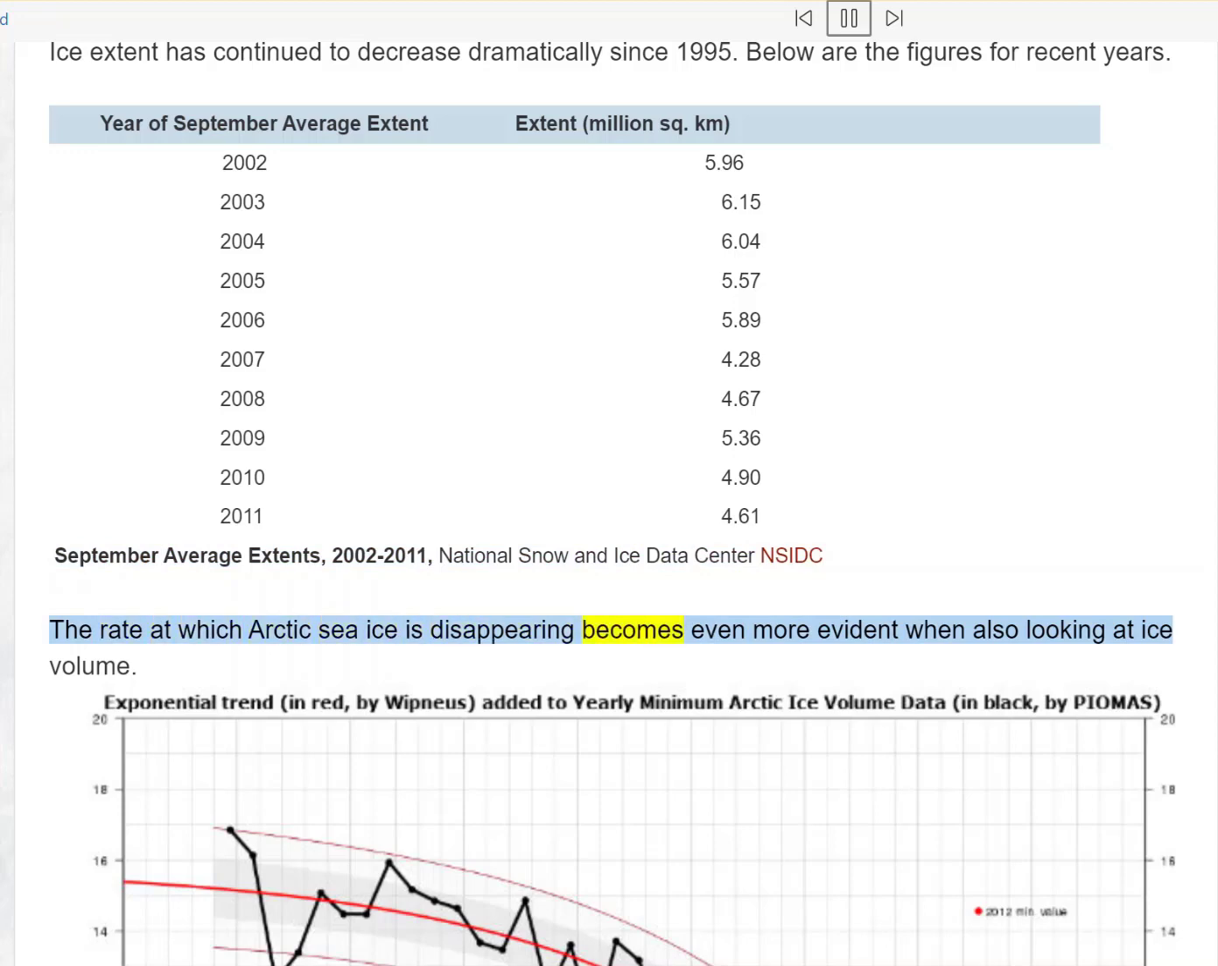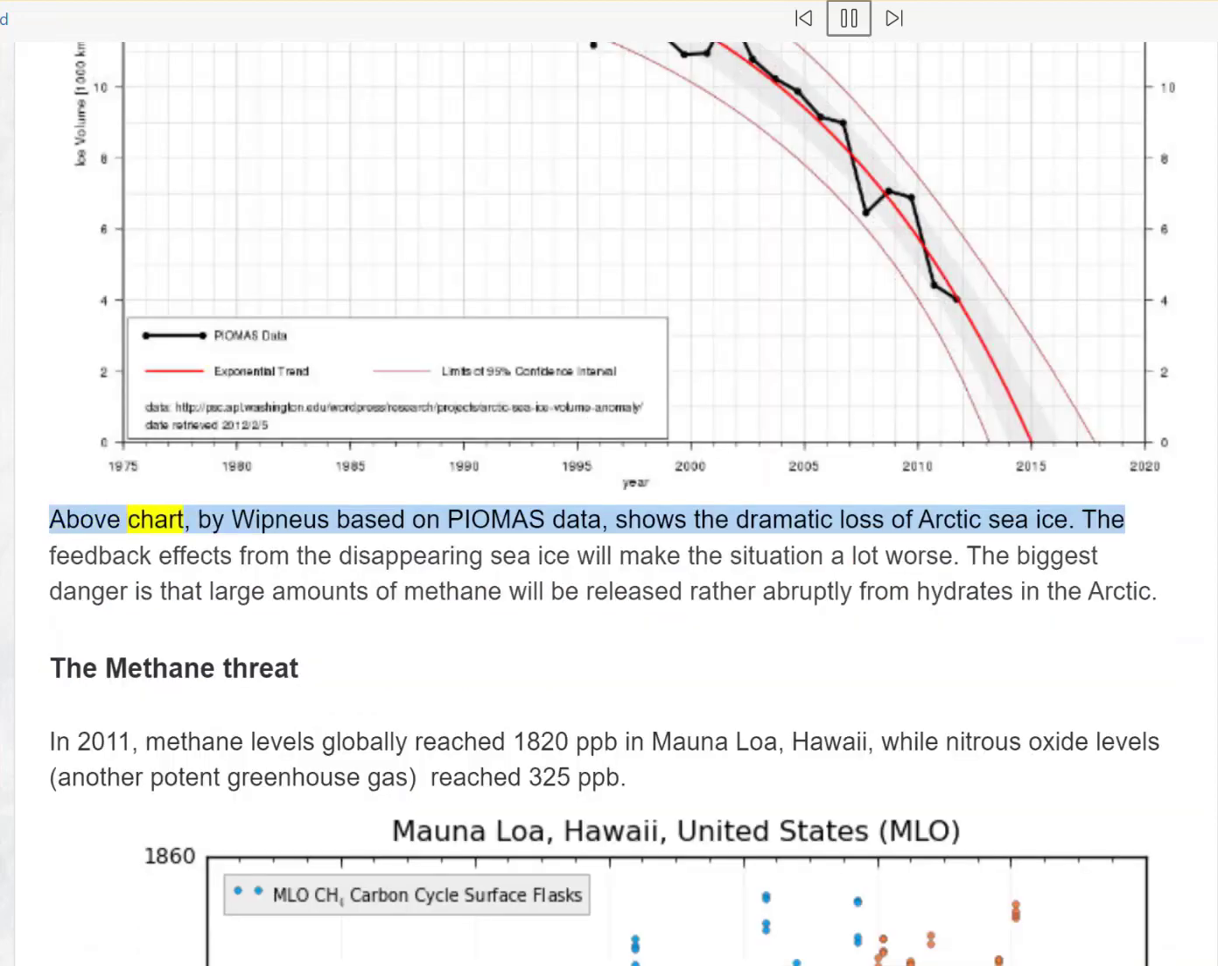The rate at which Arctic sea ice is disappearing becomes even more evident when also looking at ice volume. The above chart, by Wipneus based on PIOMAS data, shows the dramatic loss of Arctic sea ice. The feedback effects from the disappearing sea ice will make the situation a lot worse. The biggest danger is that large amounts of methane will be released rather abruptly from hydrates in the Arctic.